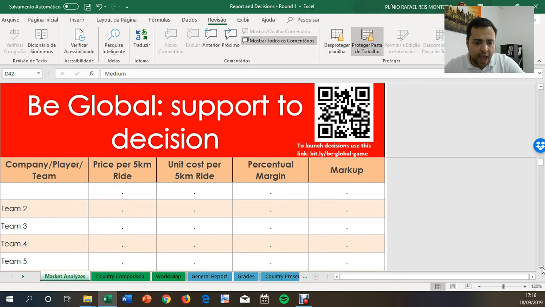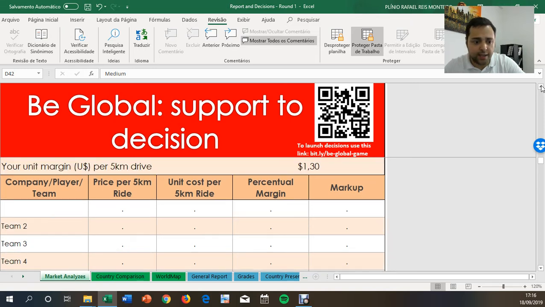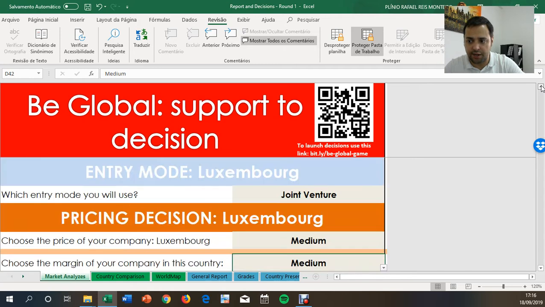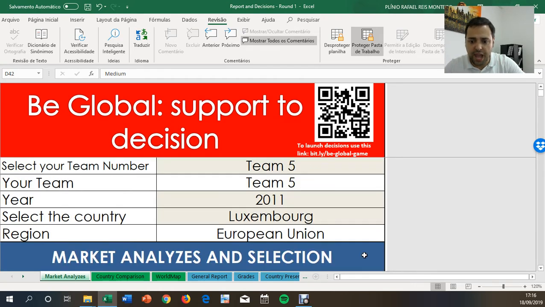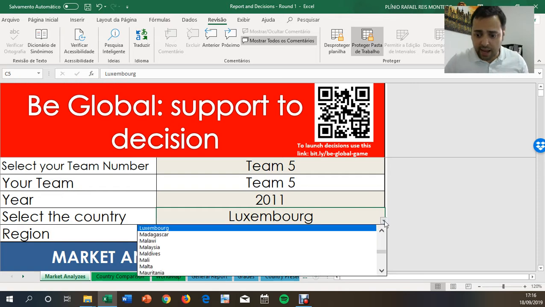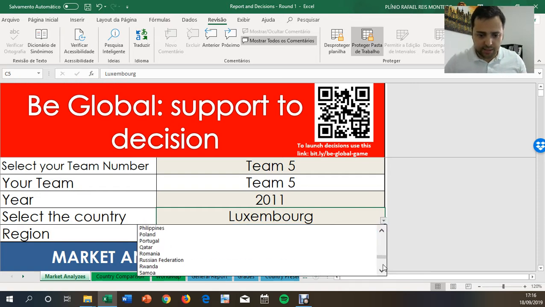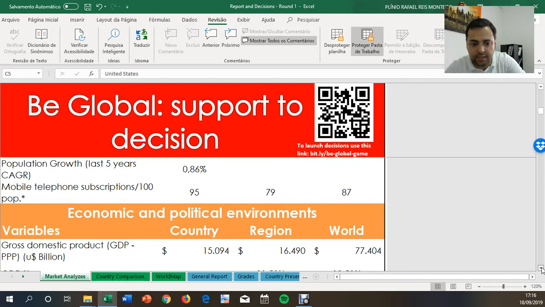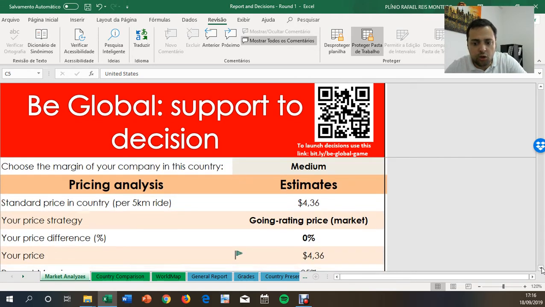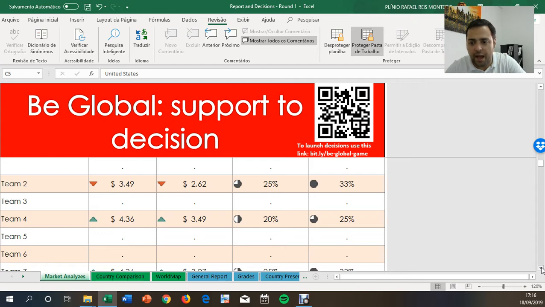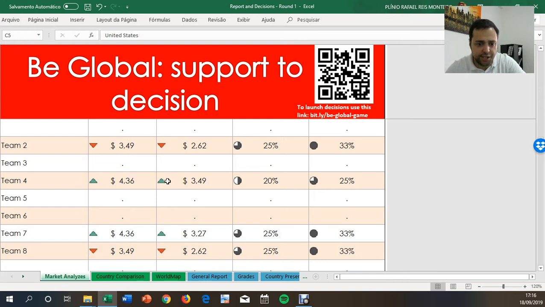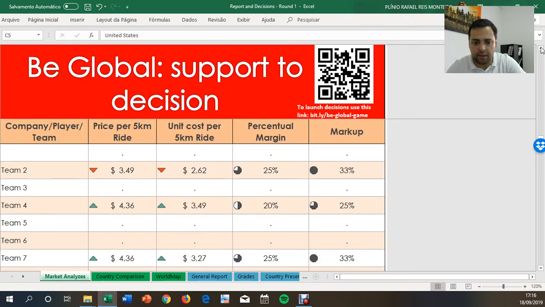Also, you can have here a general overlook of the price in the country. I will show something interesting here. Let's take a look. Suppose that I'm entering the United States. So select here United States. And what's new that will appear over there in the pricing? Here, you'll be able to compare the prices of different competitors in the world. As you can see here, you have the price and the margin, the price and the cost, the percentile margin and the markup of each competitor in the country.